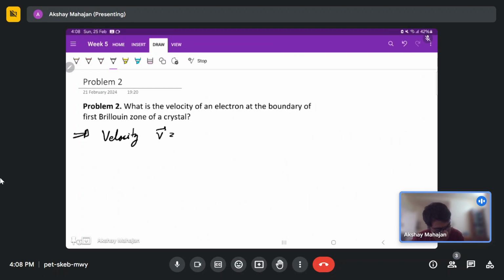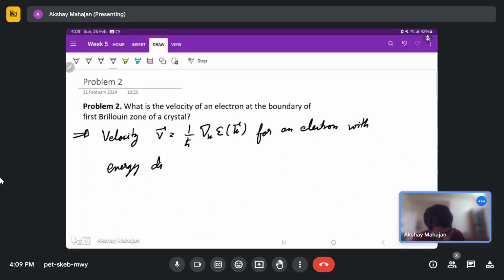is given by, if we have the energy dispersion of the electron, 1 by h cross times the gradient with respect to k vector of the energy dispersion E of k vector, for an electron with energy dispersion epsilon of k vector. Alright, so this is how we give the velocity.